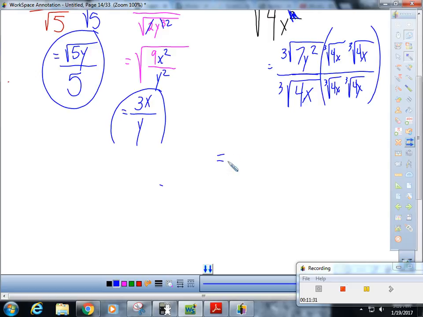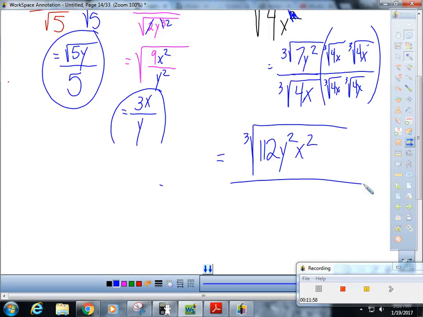On the top, what is 7 times 4 times 4? Somebody help me out with that. 112. You get the cube root of 112. Sorry, this should be, yep, this is right. 112 y squared x squared. And on the bottom, you get just 4x.